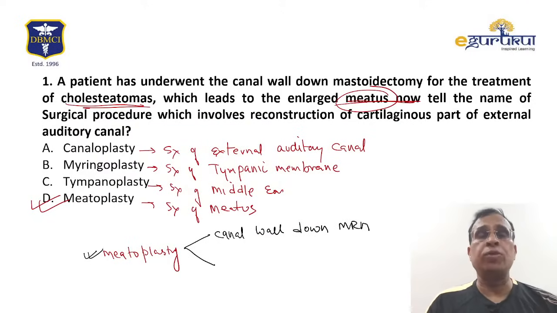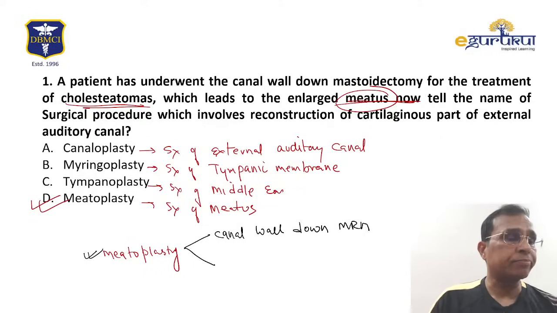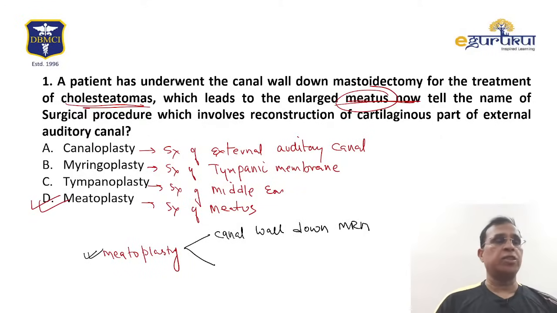You want to answer this question, guys and girls? Let's see who wants to answer this question. Please someone answer this one. The other surgery where meatoplasty should be done. No one? Radical mastoidectomy.